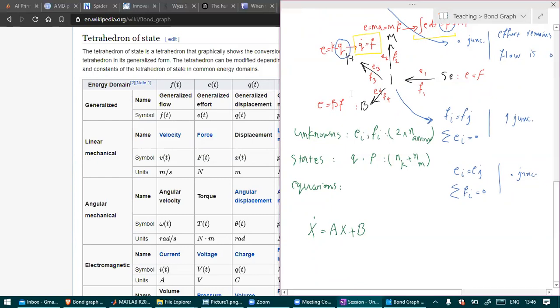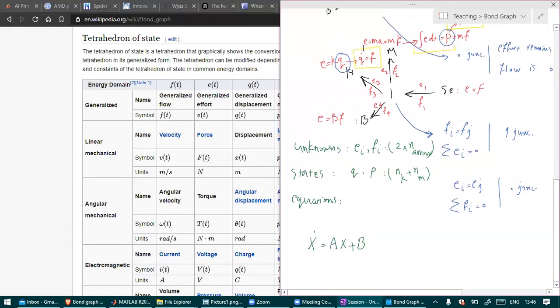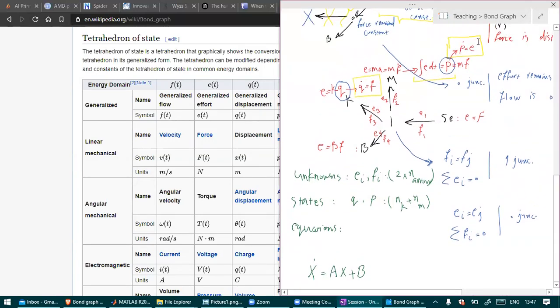Here, we don't consider Q and P as unknowns. We assume they are known. You may ask why. The reason is we are not really interested in Q and P. We are interested in Q dot and P dot for the dynamic system. And Q dot and P dot are basically F and E. So Q dot is flow and P dot is effort.